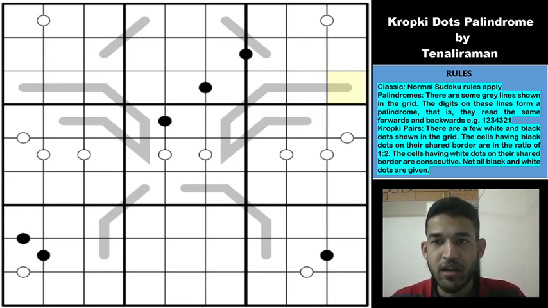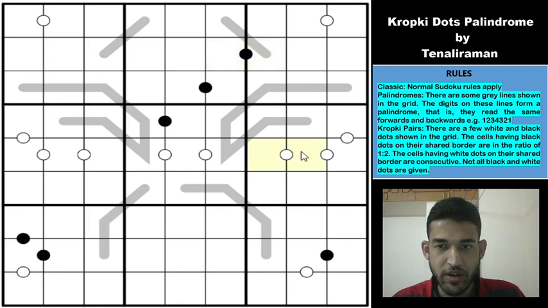violated. And the Kropki pairs rule is there are a few white and black dots shown in the grid. The cells having black dots on their shared border are in the ratio of 1:2. Okay, so when you consider these two cells, the ratio here will be 1:2, and the cells having white dots on their shared border are consecutive. Not all black and white dots are given.